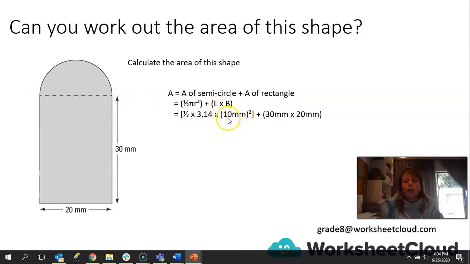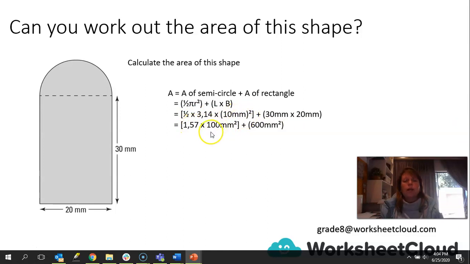We have to square that, then we're going to multiply it by 3,14, and then we're going to halve it. Alternatively, what we can do is halve 3,14 and then multiply it by 10 squared, which is 100. But the rectangle is easy because it's 30 multiplied by 20. Okay, so let's start working this out. Half times 3,14 is 1,57.